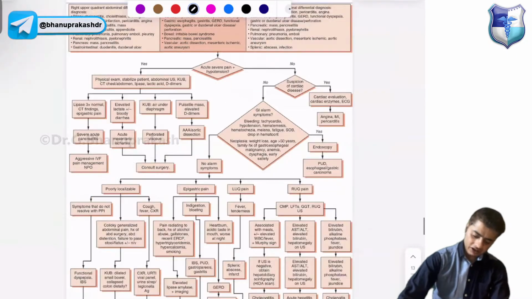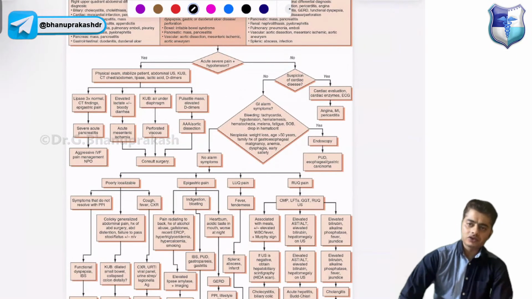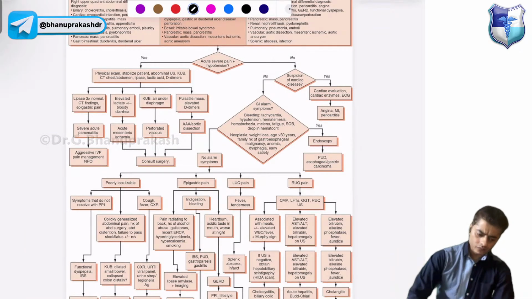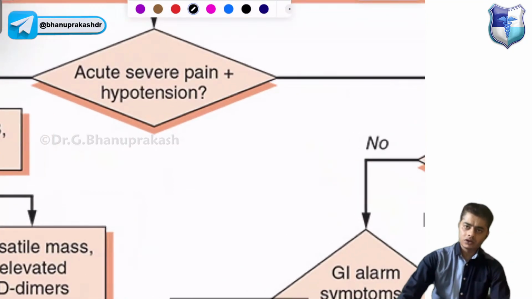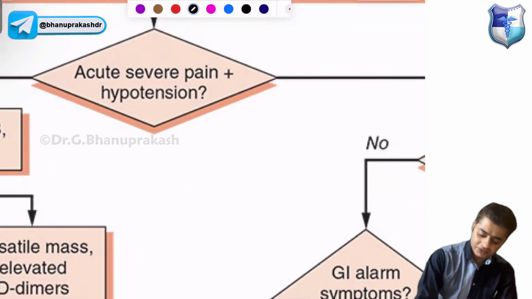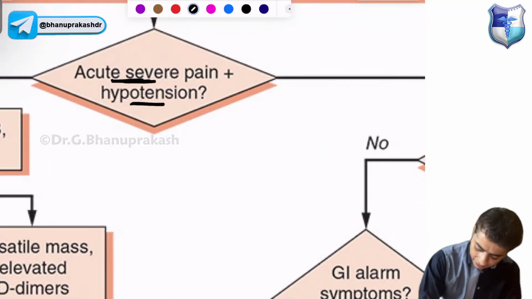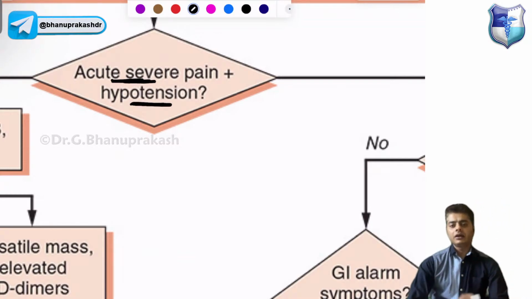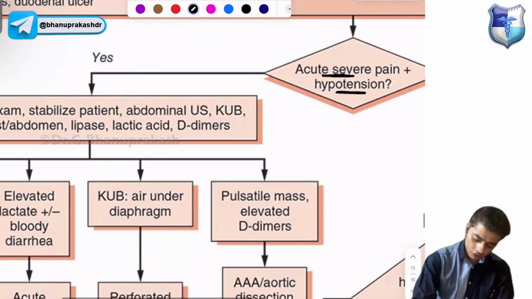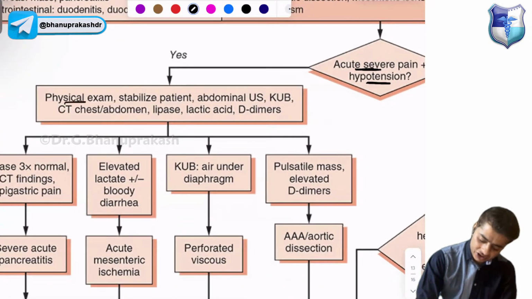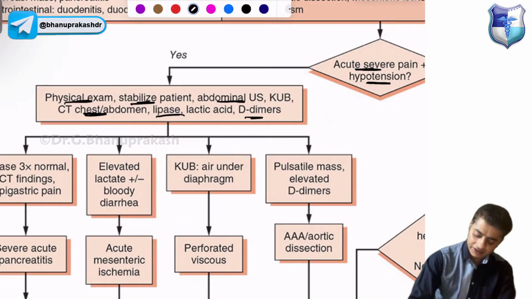Now, after finishing this, we will see how we can approach a patient of abdominal pain. So, starting with this. Suppose your patient is presenting with acute severe pain and the patient is in hypotension, meaning acute abdominal pain with shock-like features. So what will you do? You will do a physical examination, stabilize the patient, do abdominal USG, ECG, CT chest, and send some investigations like serum lipase and D-dimers.